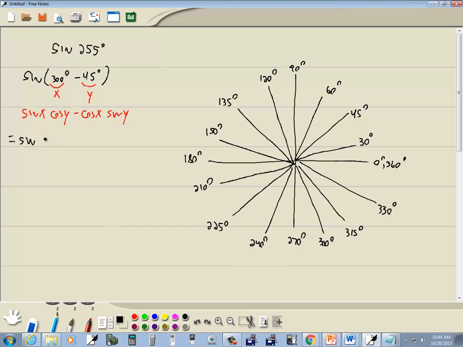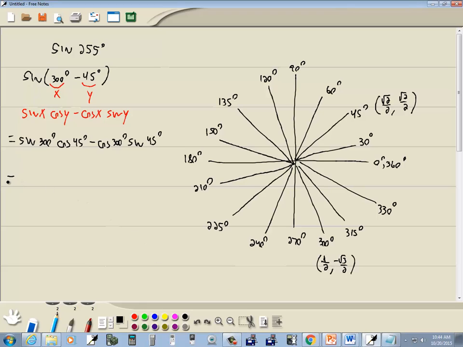So I got sine of x, which is 300 degrees, cosine of y, which is 45 degrees, minus cosine of x, so cosine of 300 degrees times sine of y, which is 45 degrees. Now 45 degrees, this point is square root of 2 over 2 and square root of 2 over 2. 300, let me think this through. This will be positive 1/2, and negative square root of 3 over 2.